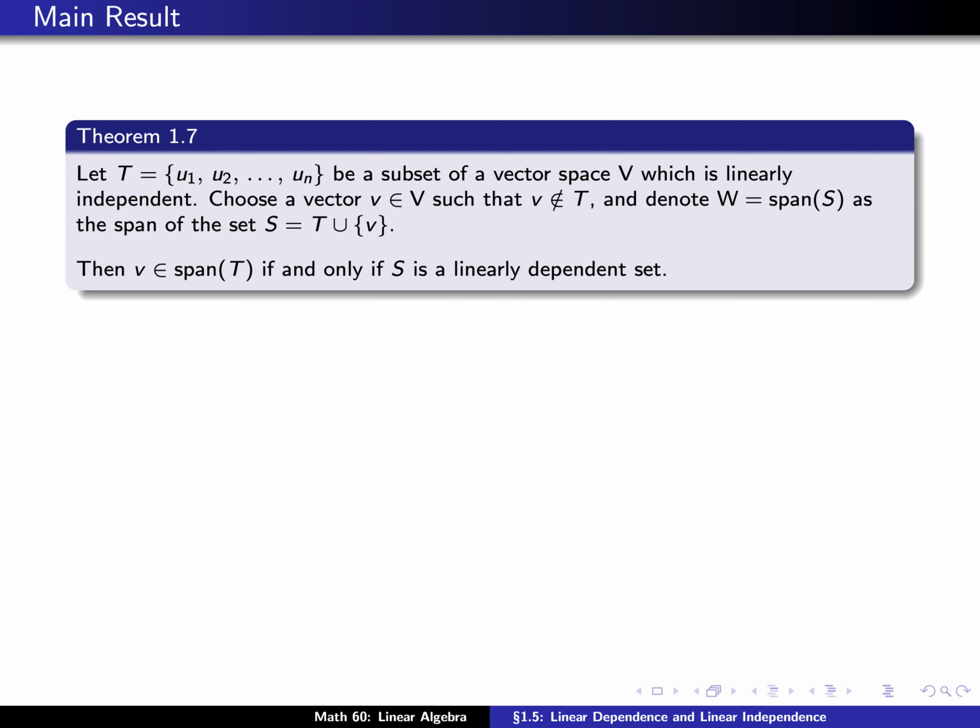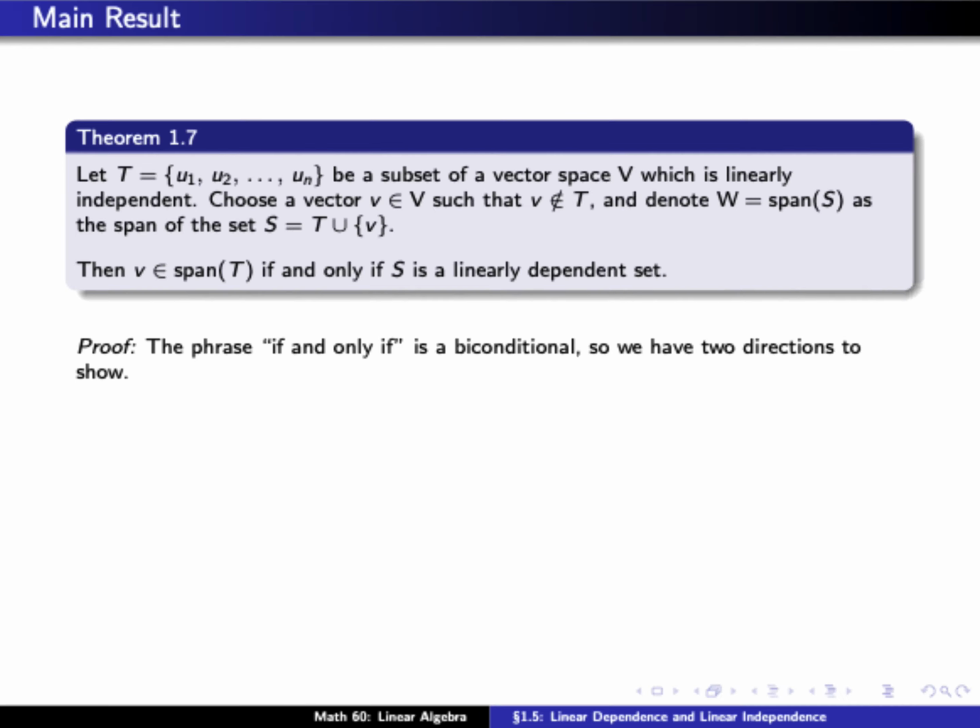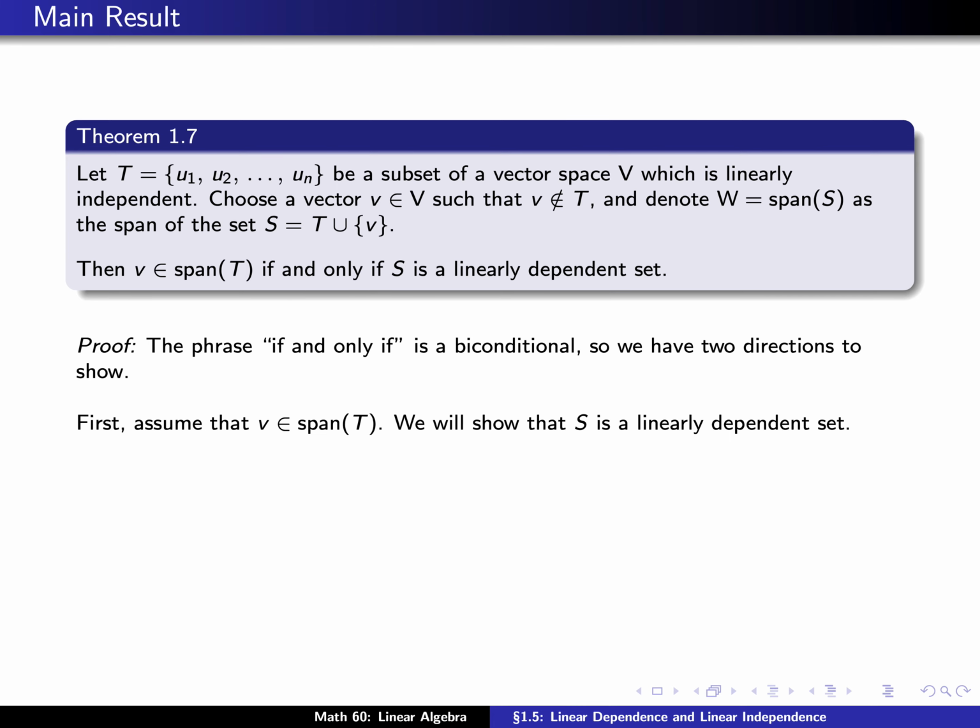The statement is that this vector, lowercase v, is in the span of T if and only if S is a linearly dependent set. We'll try to explain the proof of this. Notice that we're using the phrase if and only if, which is a biconditional. So this means that we have two directions we must show. First, let's assume that our vector, lowercase v, is in the span of T. We'll show that our set S is a linearly dependent set.